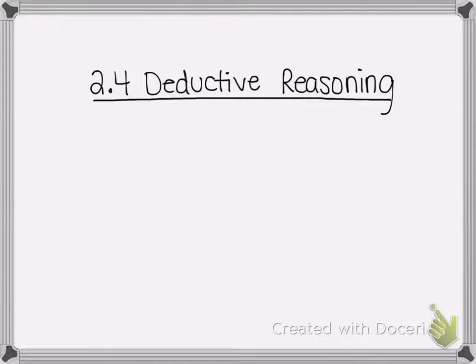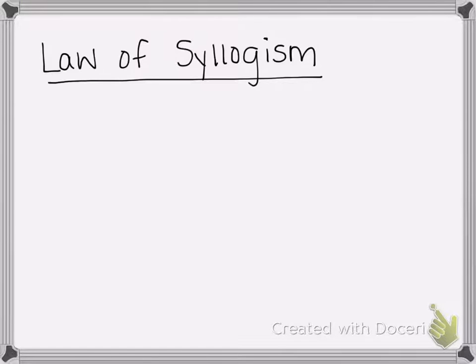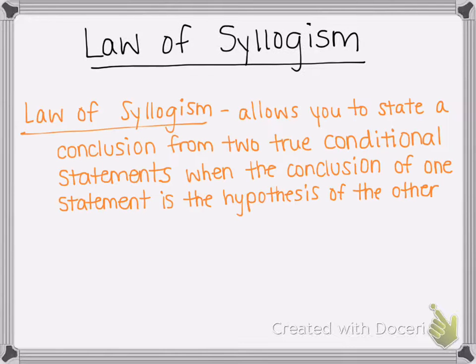Okay, so this is still section 2.4, but now another type of deductive reasoning is the law of syllogism. So what is the law of syllogism? Well, the law of syllogism allows you to state a conclusion. So we're going to come up with some conclusion from two conditional statements, two if-then statements, where the conclusion of one statement is the hypothesis of another.